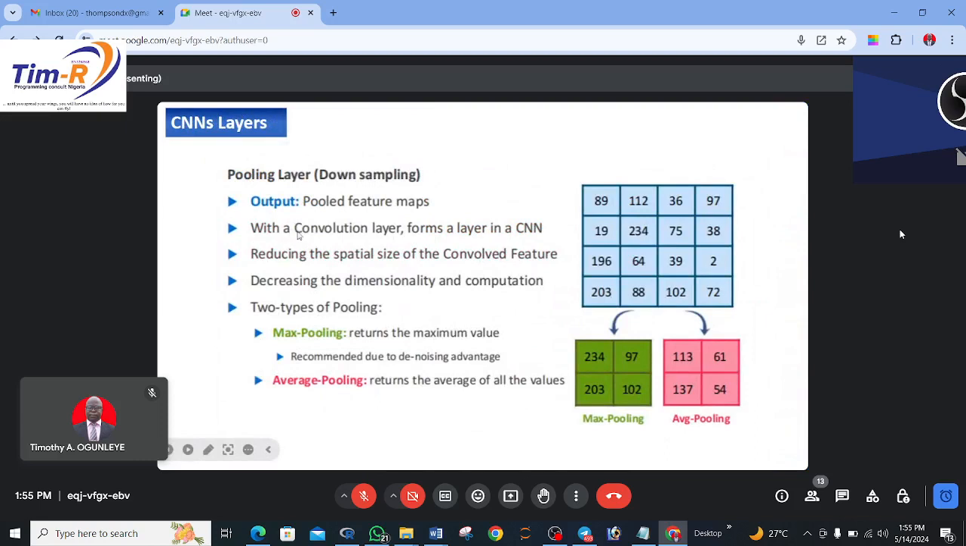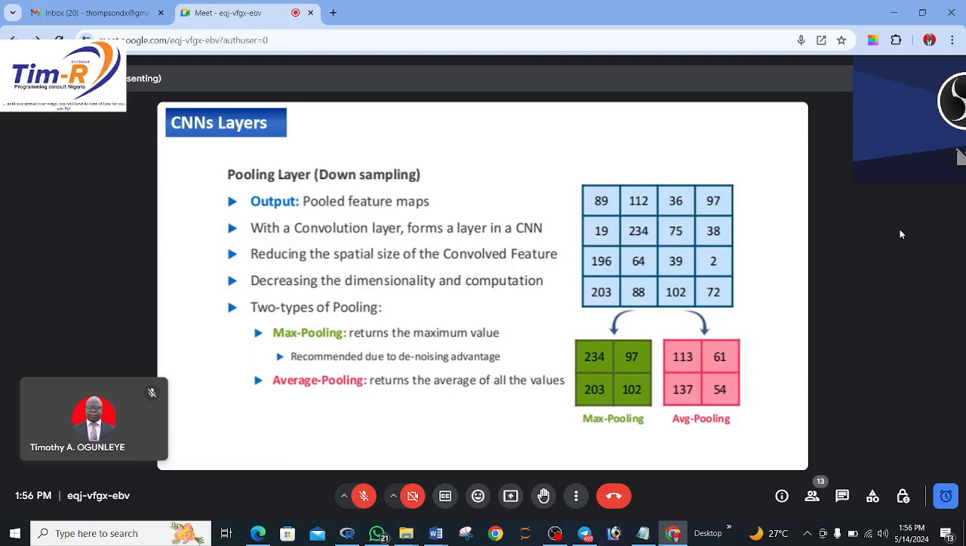So with a convolution layer, we can form a layer in a CNN, and pooling helps in reducing the spatial size of the convolved feature. That's one thing about the pooling layer, and it decreases the dimensionality and computation.